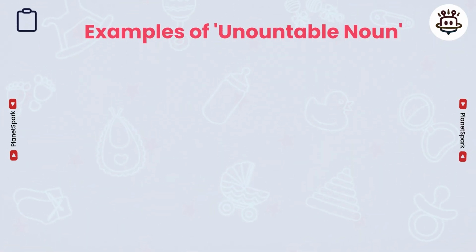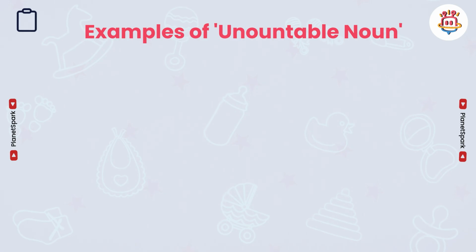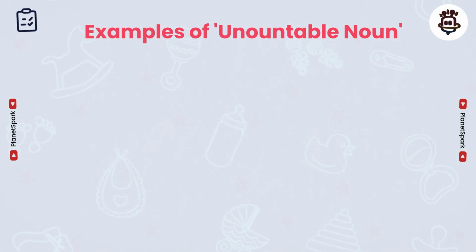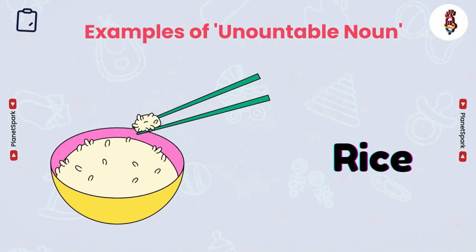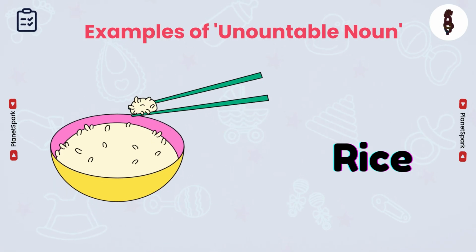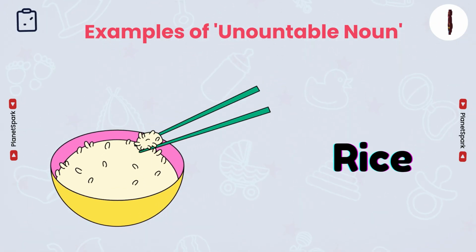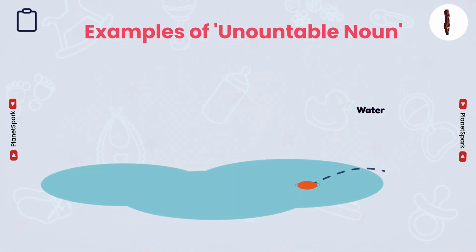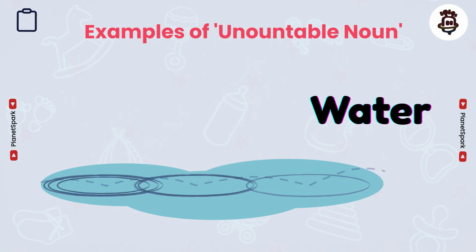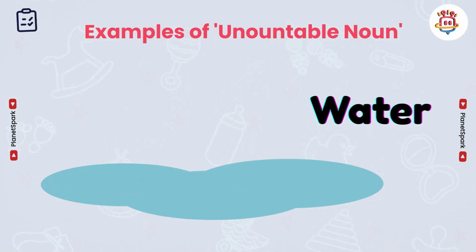Let's see some examples of uncountable noun. The first example is rice. Rice cannot be counted, so it is uncountable noun. The second example is water. Water cannot be counted, so it is uncountable noun.